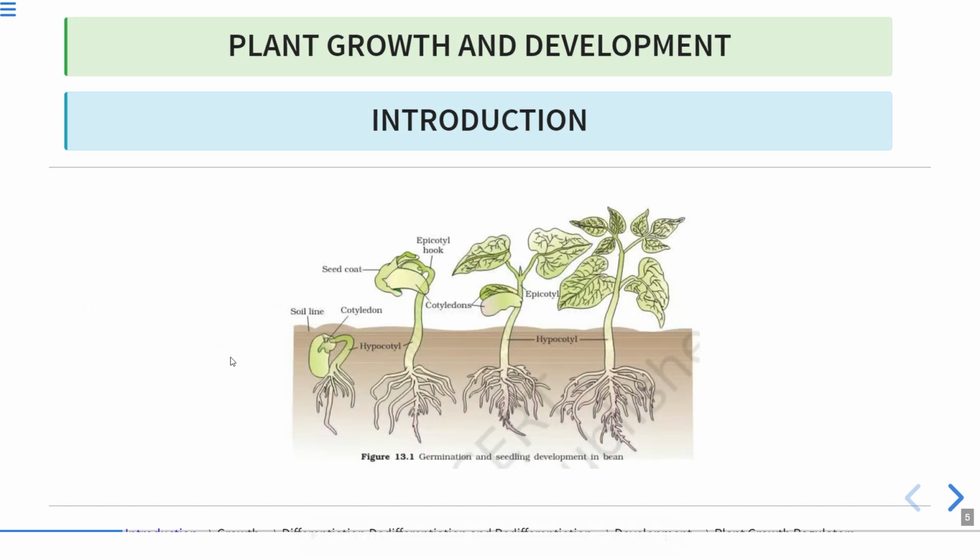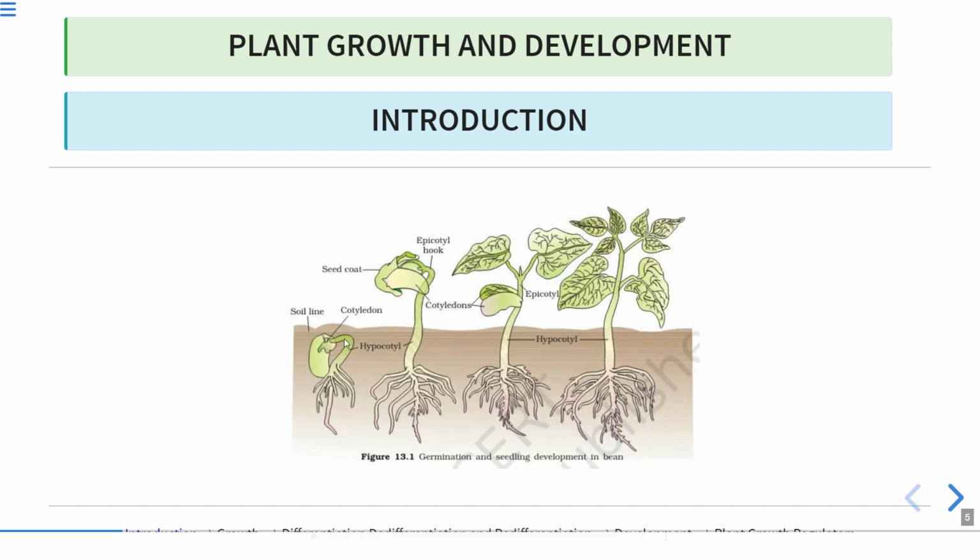Here you can see this is a seedling. This is a bean seed, and you can see that this is the soil layer. When you sow a bean seed, the first thing that comes out is the radicle, that is the root. The root comes out and gets established in the soil so that it can absorb the water which is available in the soil.